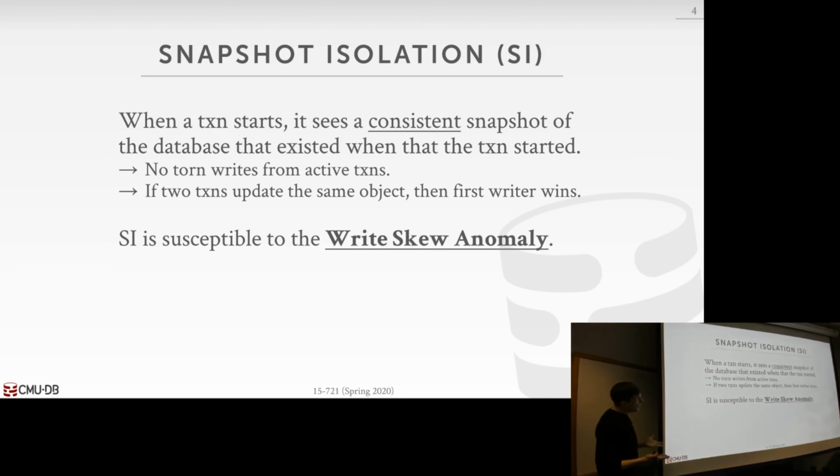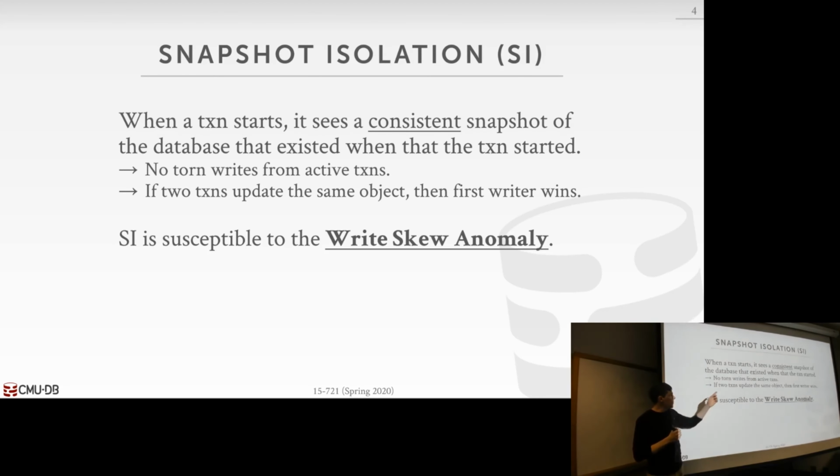You may be thinking, all right, this seems awesome. Snapshot isolation gives us exactly what we want. Are we able to achieve it? Yeah, question. You say the first writer wins. Is it the time you start the transaction or the time you commit the transaction?